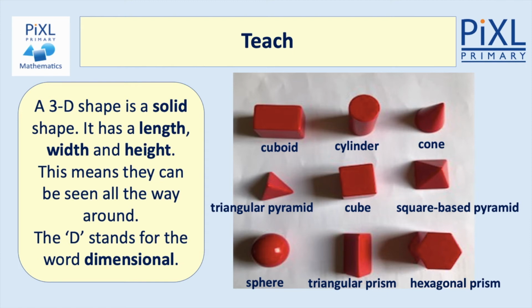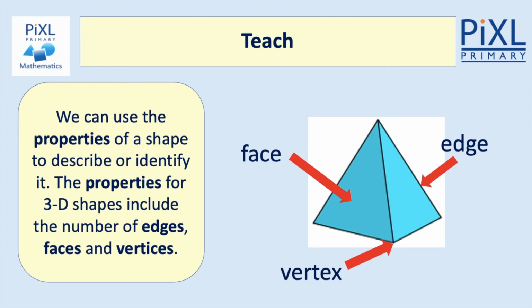The difference between the pyramids and the prism is, if you look at the prism, it's got a longer line at the top of it as opposed to all the faces coming up to a point at the top. We can use the properties of a shape to describe or identify it. The properties for 3D shapes include the number of edges, faces and vertices. So you can see there they've labelled the face, the edge and the vertex.